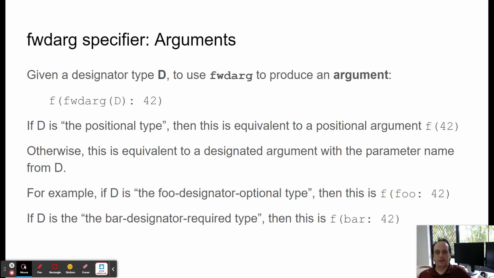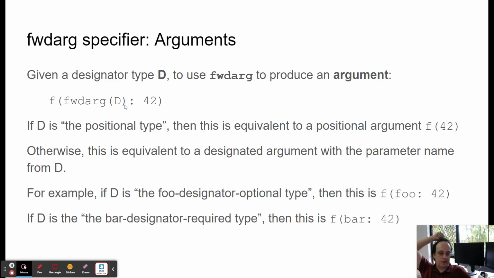Forward arg specifier. So given a designator type D, to use forward arg to produce an argument, you just put the specifier in lieu of the identifier in a designated argument. So here we call a function f. This is a function call now of f with a designated argument, and the identifier is a forward arg of D. So if D is the positional type, then this is equivalent to a positional argument, f 42. So if D is the positional type, then this is just a positional argument and doesn't have a designator. Otherwise, this is equivalent to a designated argument with the parameter name D.